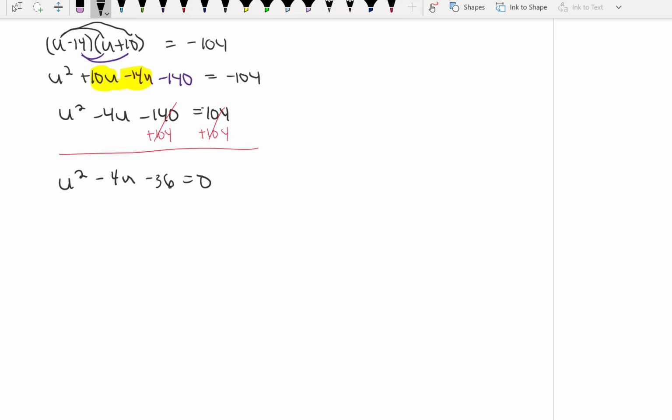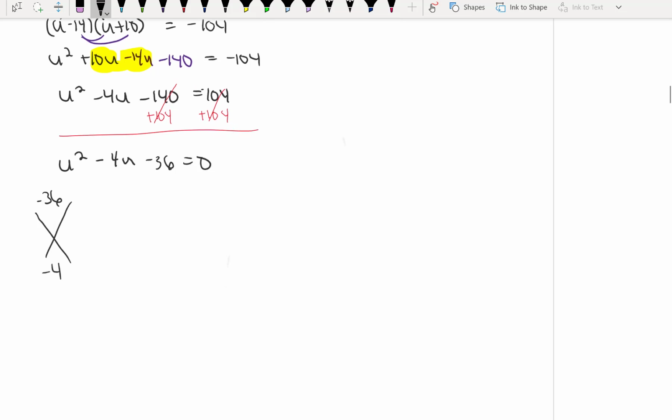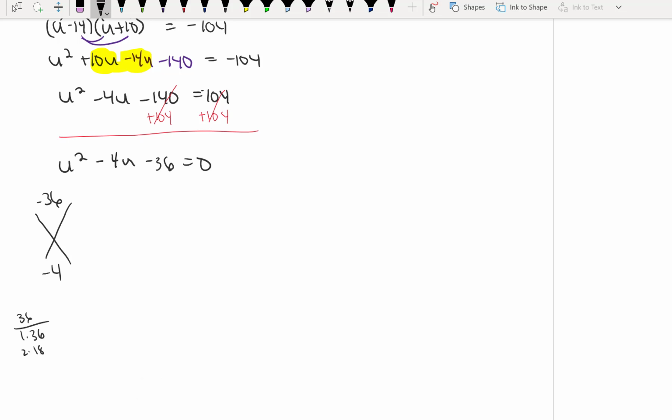And if you guys really like the AC method, that's fine. You can do the AC method. I need two numbers that multiply to negative 36 but add up to a negative 4. So let's think about our multiples of 36. I have 1 times 36, 2 times 18, 3 times 12, 4 times 9, and 6 times 6 is 36. So which one of these combinations will add up to give me a negative 4?